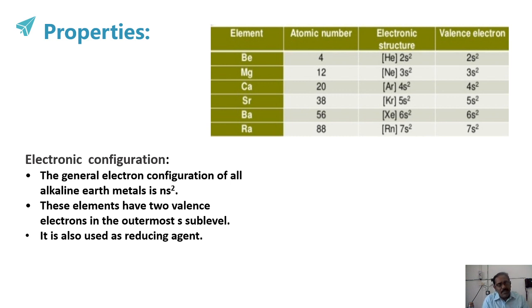What is valency? Valency is the tendency to form bonds, or another definition is the number of electrons present in the outermost shell. If the number of electrons is 2, then it can form 2 bonds. Therefore the general electronic configuration is ns2 and the valency is 2.